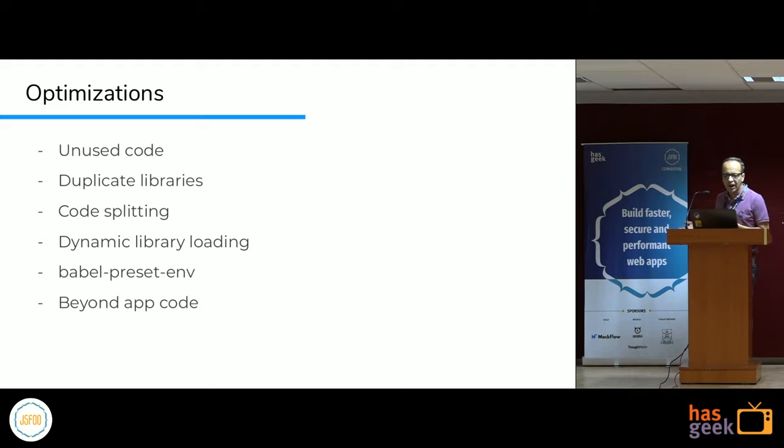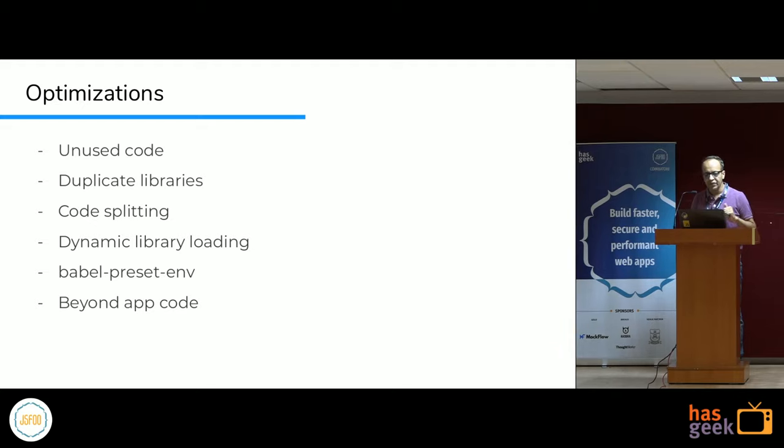We identified and removed unused code. We identified and removed any duplicate libraries. We did code splitting. We did some of the dynamic library loading. We use a lot of plugins and presets, but one worth mentioning here is the babel-preset-env that we use. And we did some of the optimizations beyond the app code, which we'll also look at. So the slides going ahead will talk about how we did these optimizations and what kind of gain came from each of these.